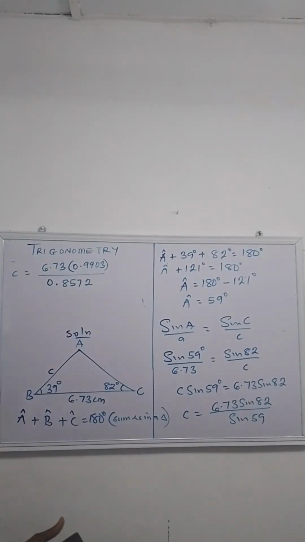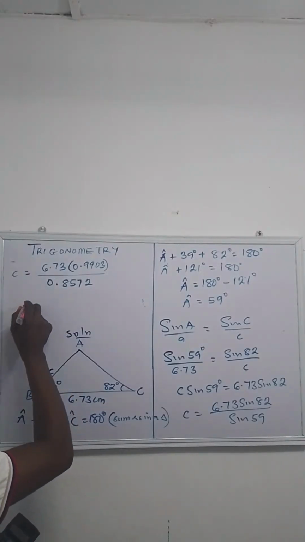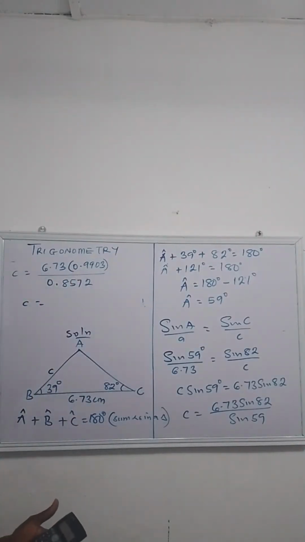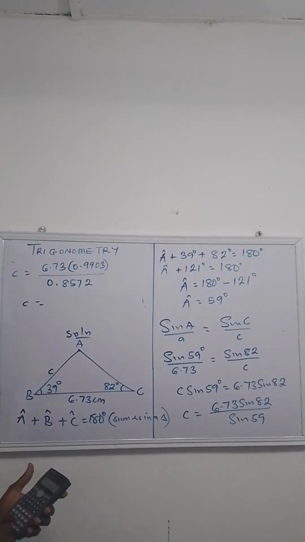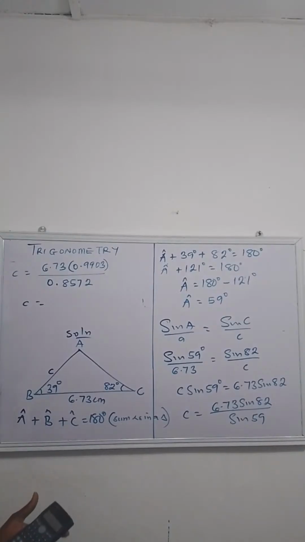All right. So now let us evaluate this. We have c equals to. All right. So let's multiply. Now, before I finish, I want you to quickly compute this and tell me what the answer is going to be before I finish here. 6.73 times 0.9903 all divided by 0.8572. Okay, so let's see, what do you have as your answer?